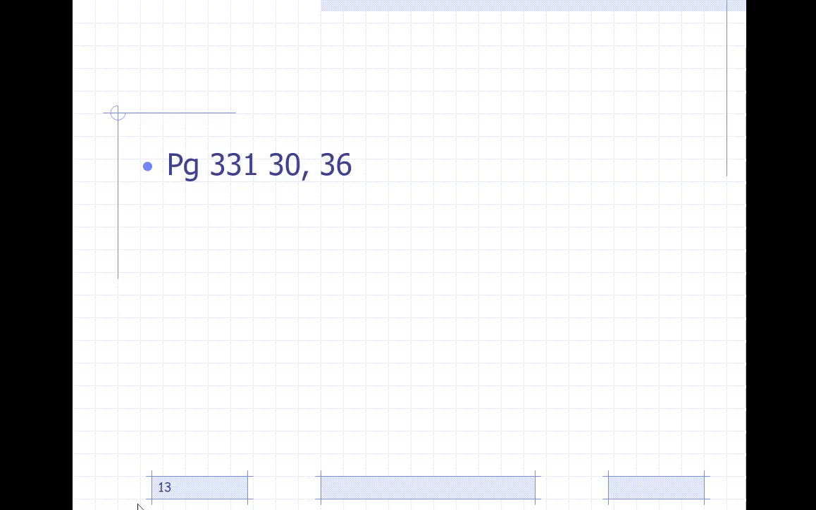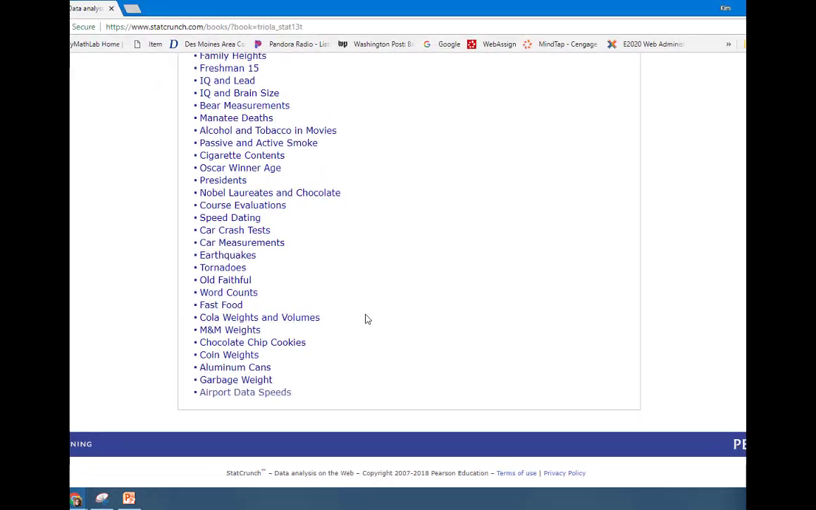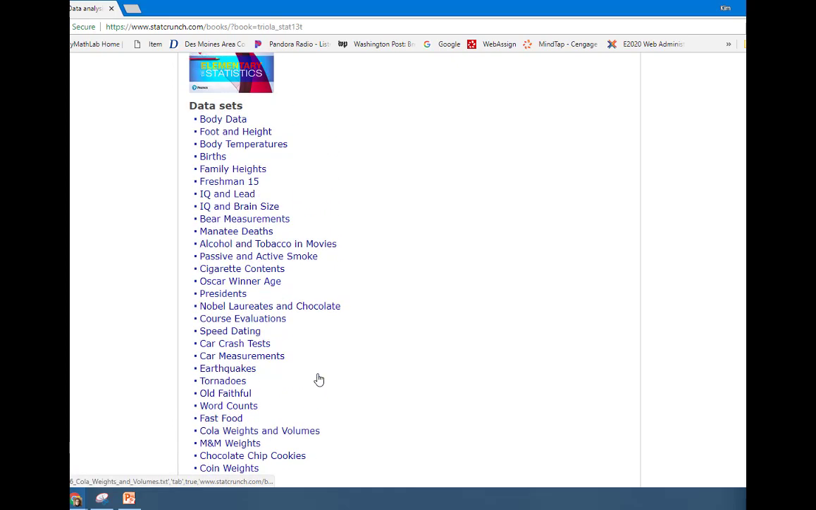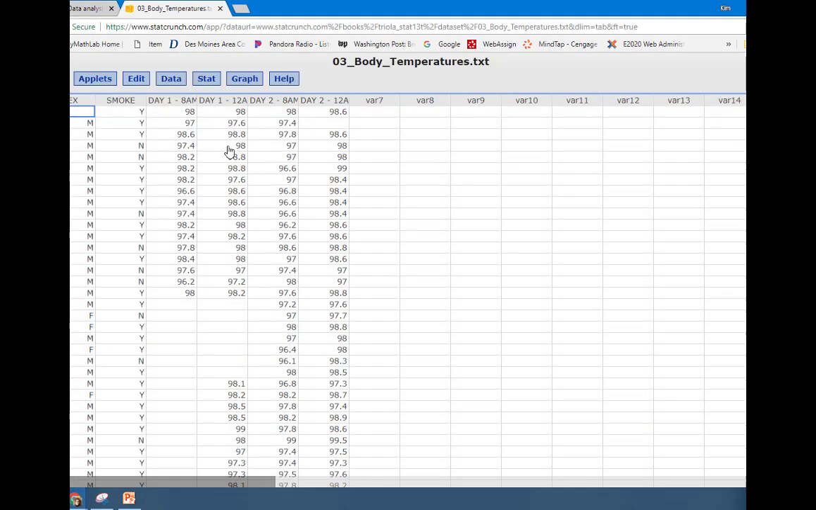Number 36, on page 332, we're looking at the mean body temperature, and that is one that we want to pull up Appendix B again. So let's pull this page over, and we want to look at body temperatures right here. I want to look at 106 body temperatures of adults for day 2 at 12 a.m.